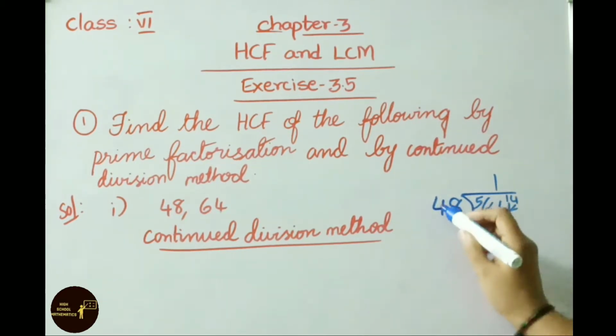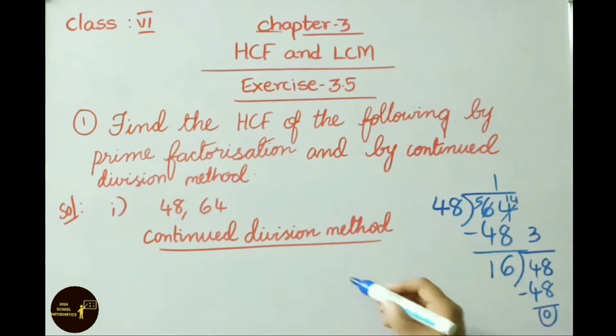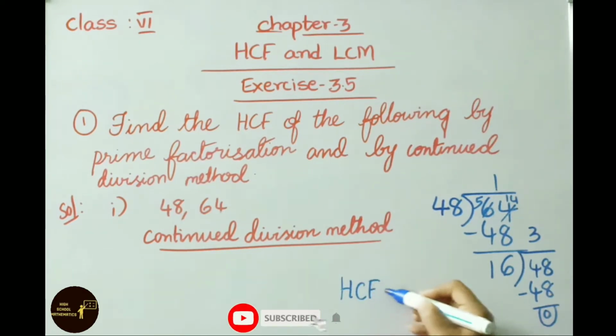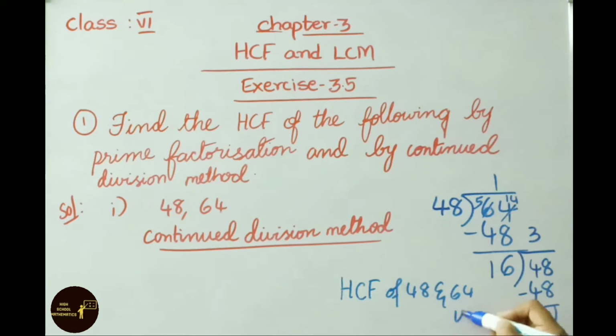Now with this 16, we have to divide the previous divisor 48. 16 3s are 48. So 48 minus 48 is 0. Therefore, HCF of 48 and 64 is 16.